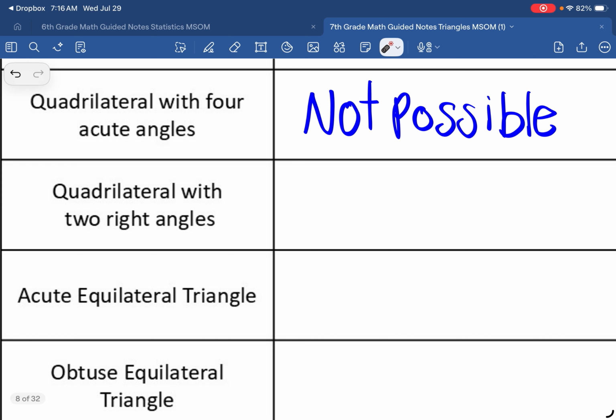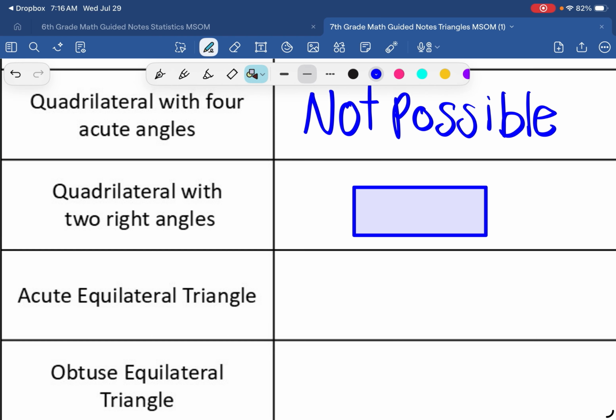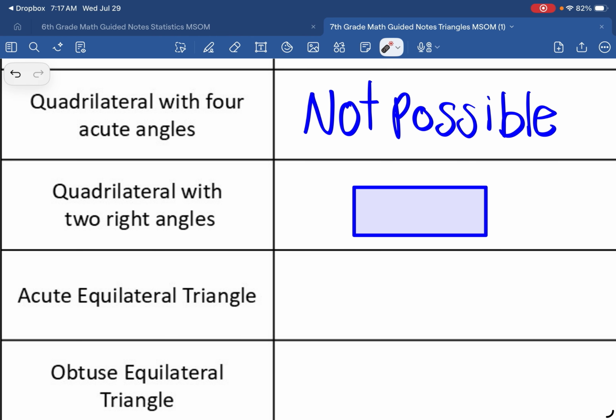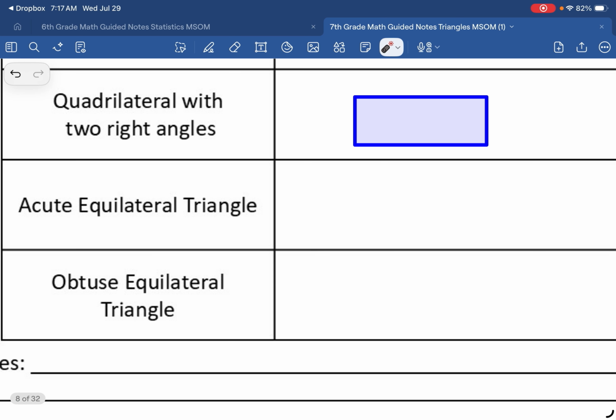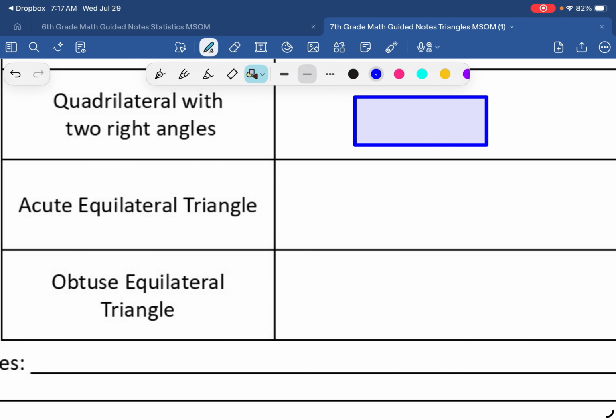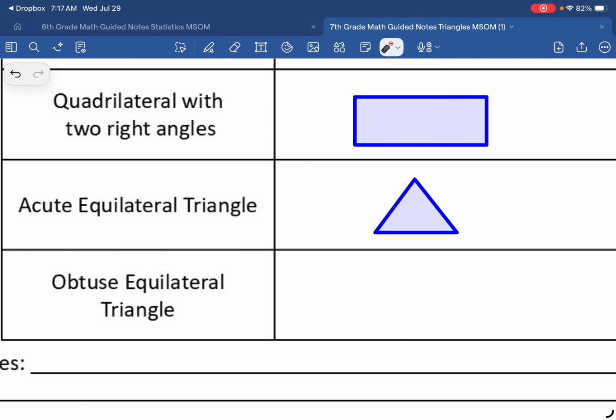Now let's try a quadrilateral with 2 right angles, or you could even do more than 2 right angles. Hit pause and try drawing a quadrilateral with at least 2 right angles. This is a quadrilateral with 2 right angles. Now I want you to try drawing an acute equilateral triangle. So a triangle with all 3 equal side lengths where they are all acute, meaning less than 90 degrees. Hit pause and try drawing an acute equilateral triangle. This is an acute equilateral triangle.